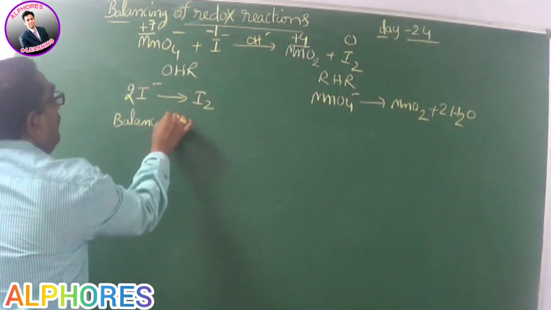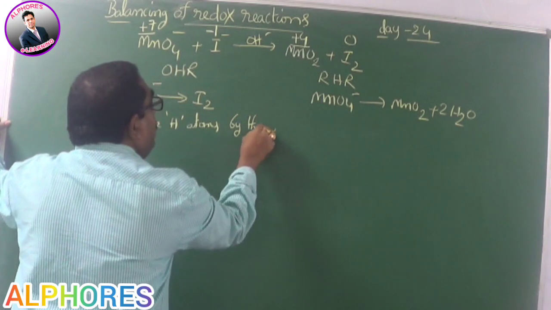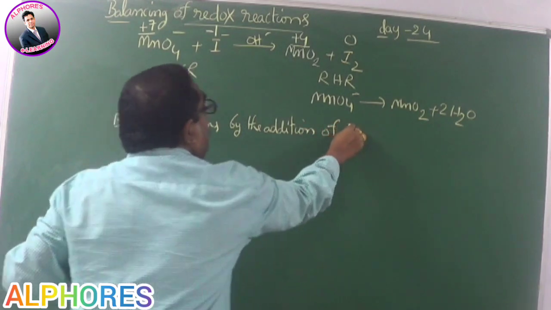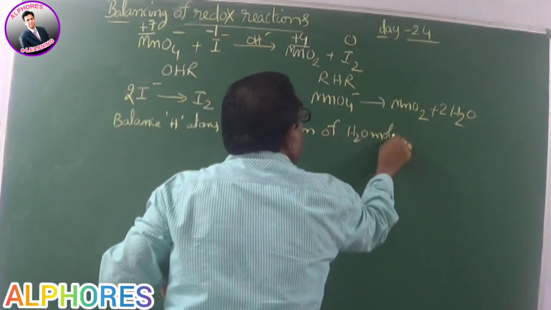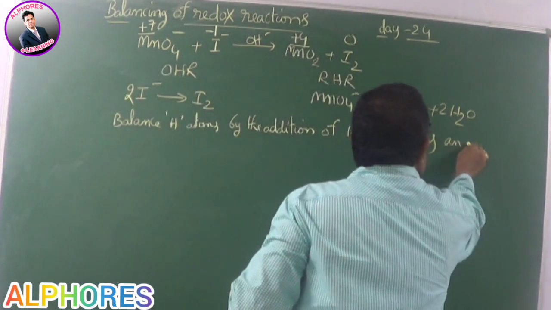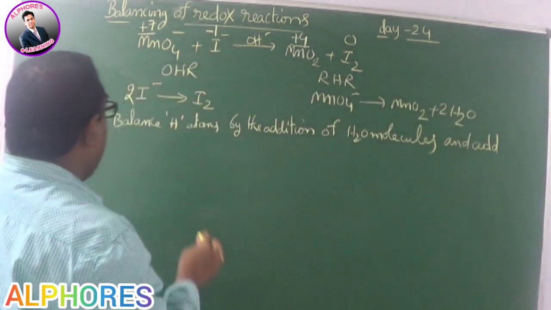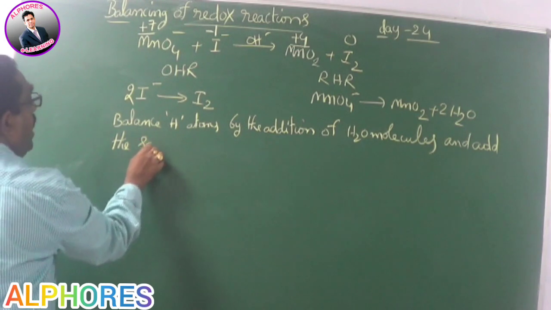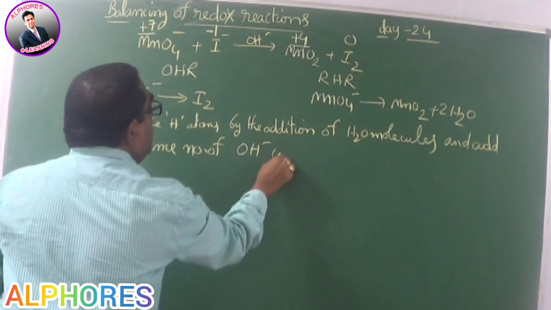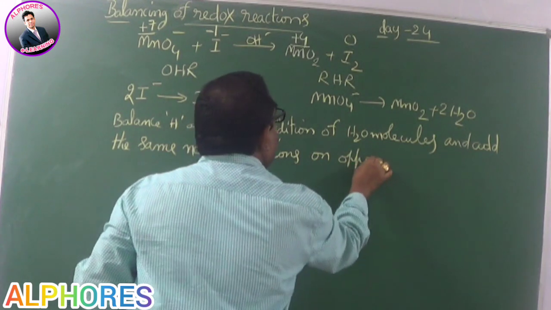Balance hydrogen atoms by the addition of H2O molecules, and add the same number of hydroxide ions on the opposite side.